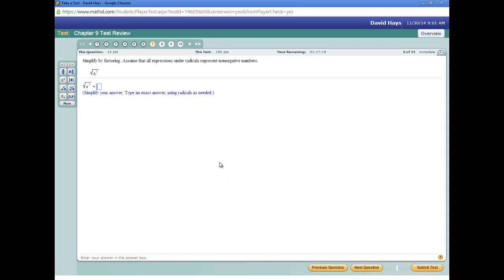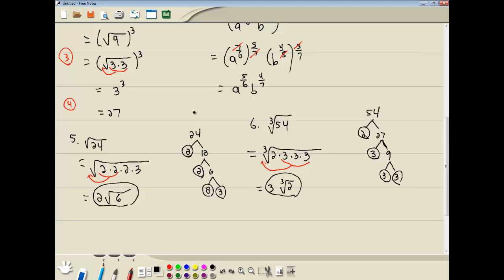X to the 7th. It says simplify by factoring. Assume that all expressions on the radicals represent non-negative numbers. When they say represent non-negative numbers, they're telling you they're positive, which means you don't have to worry about putting absolute value bars at all. That's the only thing they're telling you there. So we got square root of x to the 7th.